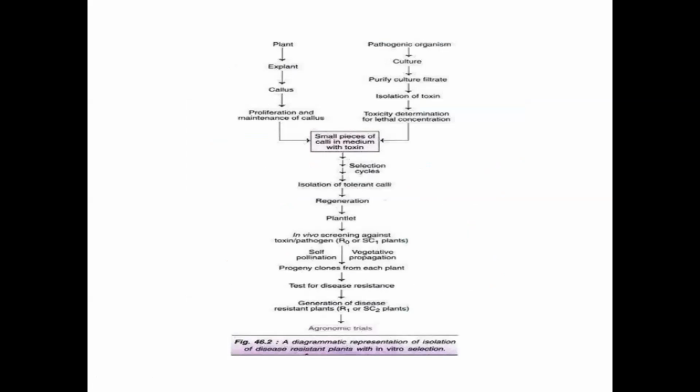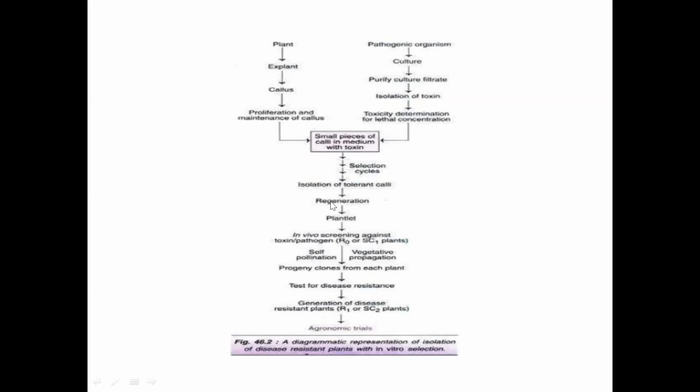You use the pathogenic organism, culture it, purify the filtrate, isolate the toxin, and then determine the lethal concentration and add it in the medium. Then you grow it in different selection cycles, different generations, isolate the tolerant calli, and then regenerate and develop them into a plantlet. Again, you have to do in vivo screening. You have to develop subsequent generations.